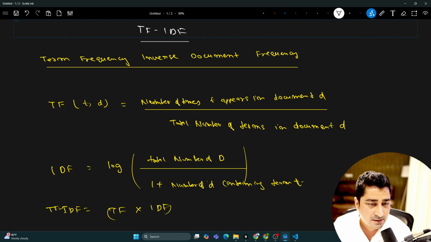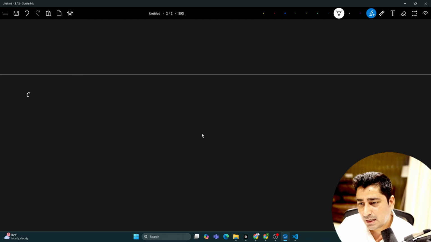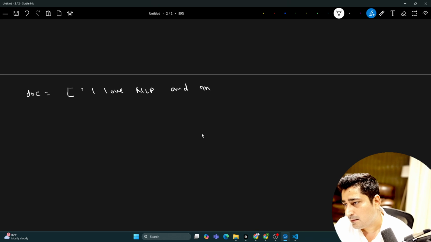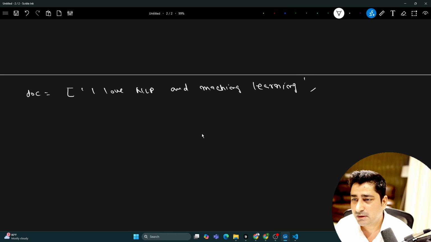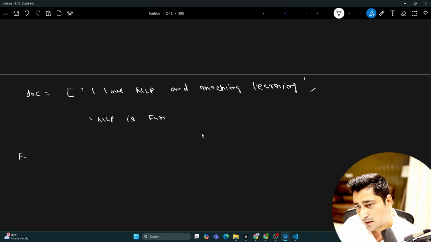Now, how are we going to use it? Let's understand that with the help of an example. Let's suppose I have a document, and inside this document I have the data: I love NLP and machine learning. This is one of the data, and the second data is: NLP is fun. So we are going to create columns, which are technically features. The features are the unique words in the entire corpus, for document number 1 and document number 2.